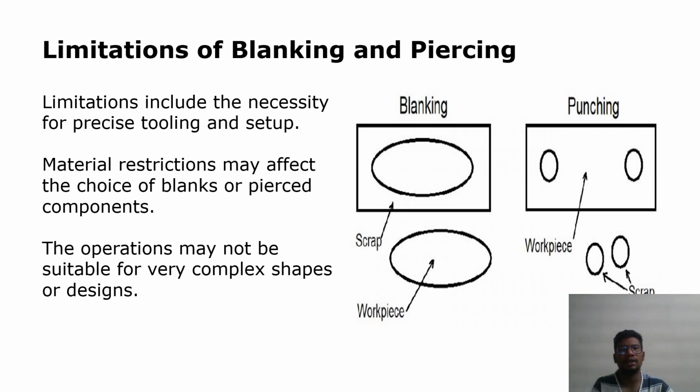Limitations of blanking and piercing. Limitations include the necessity for precise tools and setups. Material restrictions may affect the choice of blanks or precise components. The operations may not be suitable for every complex shape or design.